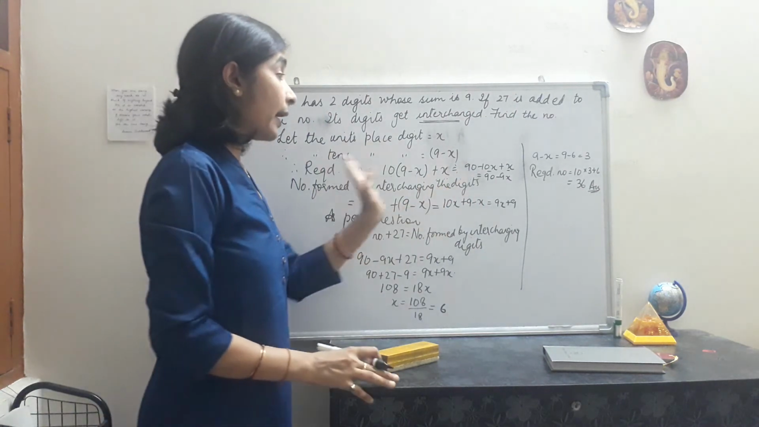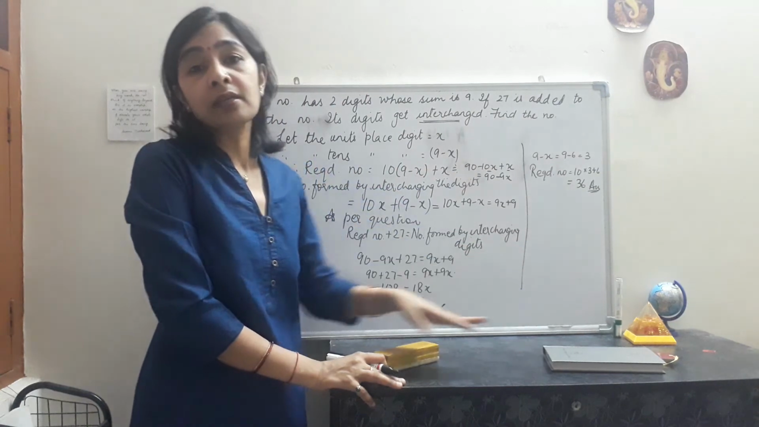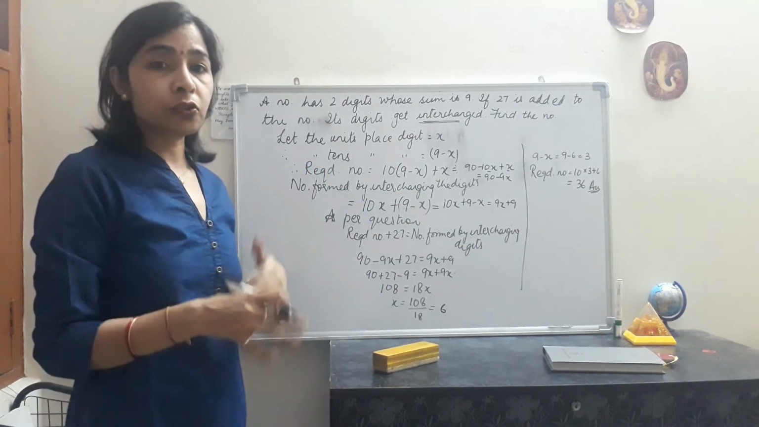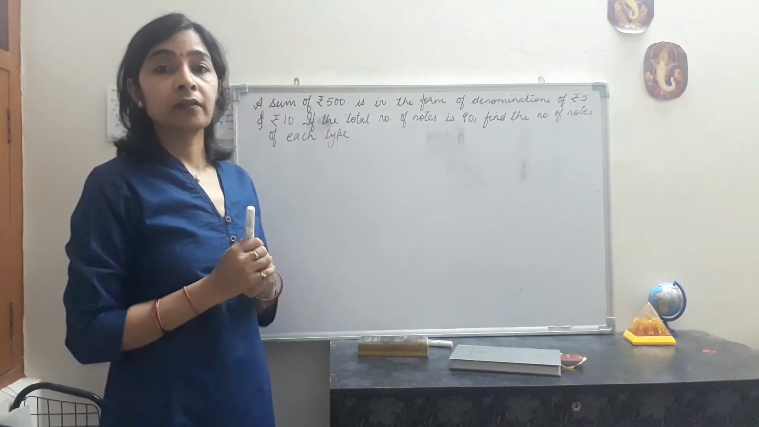We can also add 27 to it. If you add 27 to it, what will happen? We will get the answer as 63. So the solution is also checked there itself. Okay. Now let's see the next question.